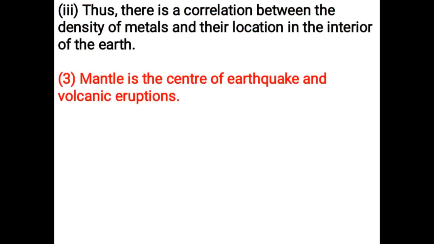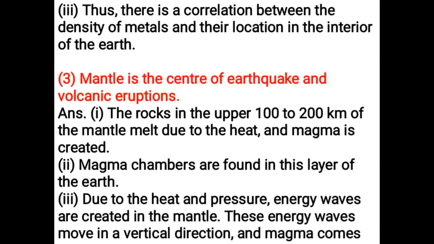Mantle is the center of earthquake and volcanic eruptions. The rocks in the upper 100 to 200 km of the mantle melt due to the heat and magma is created. Magma chambers are found in this layer of the Earth. Due to the heat and pressure, energy waves are created in the mantle. These energy waves move in a vertical direction and magma comes out on the surface of the Earth during volcanic eruptions. Thus, the mantle is the center of earthquakes and volcanic eruptions.